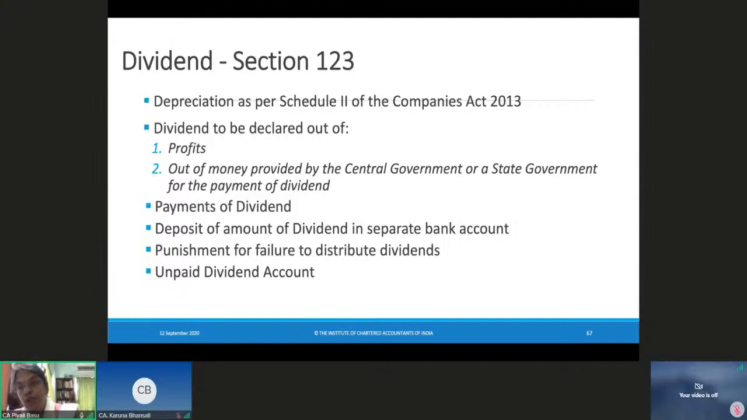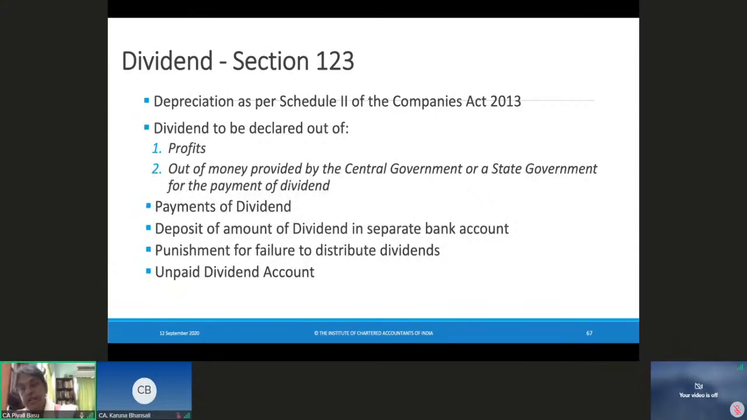And dividend, for all practical purposes, includes the interim dividend also. Payment of dividend has to be made within 30 days. I told you before also, dividend once declared becomes the liability of the company and must be paid within 30 days from the date of declaration. Any failure to do so is penalized. The company, and those associated with the company for such failure, will be penalized.